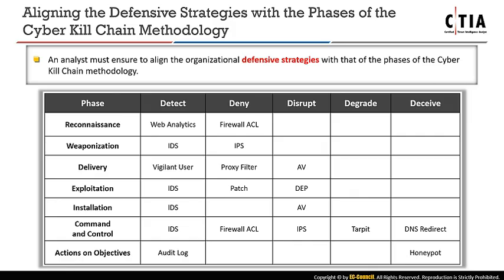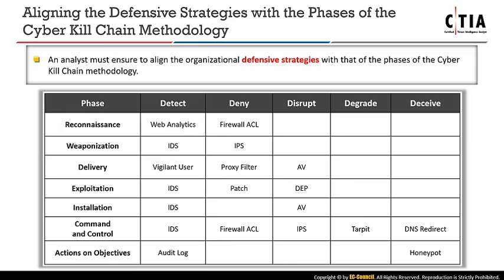And then that takes us to disruption, right? And so we see with delivery that an antivirus can help with disruption, but with exploitation, one of the ones that we can possibly do is at the CPU level with data execution prevention, which will block certain types of activities at the CPU level.